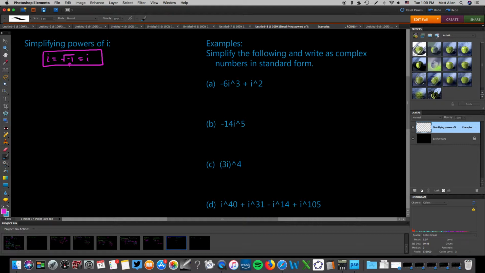But the fact that we know that i equals the square root of -1 has led us to the conclusion that, what if I square both sides of this initial equation here? It would mean that i squared is equal to -1.